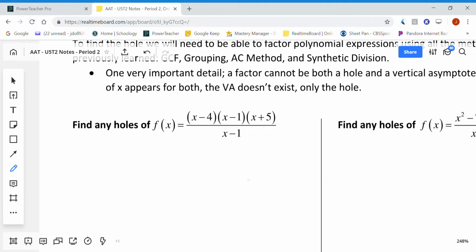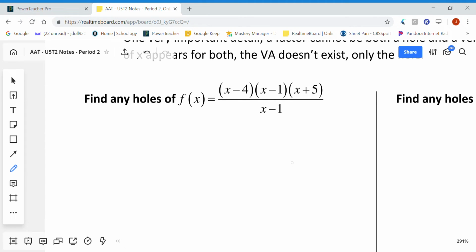So let's take a look at the first example. The nice thing about this first example is you can notice that the numerator is completely factored. You have 3 binomial factors here, and we have 1 binomial in the denominator. If we wanted to, we could put this in parentheses. You don't have to, but just so you can see that we have the same exact binomial in both the numerator and denominator. Well, when we are dividing something by itself, they cancel out. So the x minus 1's cancel out, and that would leave me with just x minus 4 over x plus 5.